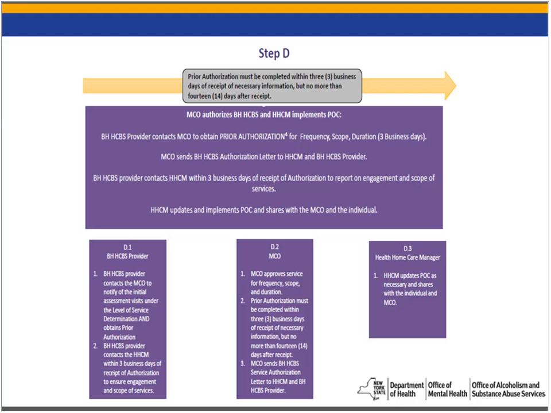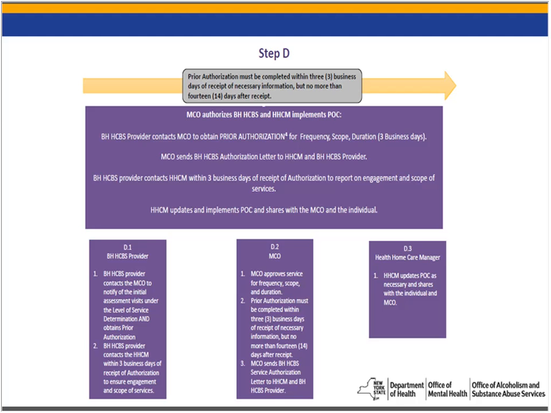And in between that, the MCO is going to approve, like I said, they're going to do a prior authorization for the frequency, scope, and duration that's being asked for by the HCBS provider. And there are certain timeframes attached to that per the model contract: within 3 business days of receipt of the information and no more than 14 days after receipt. And then there is a potential for an extension per the contract, if need be, to gather the information necessary to render a prior authorization decision. And the MCO is going to send the behavioral health HCBS provider, the health home care manager, and the individual a prior authorization letter to alert everyone to the services that have been authorized.